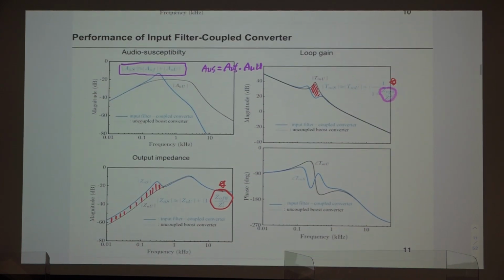Okay, let me go back to here. First one. This one is not good, right? The original equation for the audio susceptibility with source impedance is AUF, the attenuation of the in-filter stage. So this is the transfer function of the filter stage times the audio susceptibility of the uncoupled converter, AU. The numerator is just 1 and the denominator is 1 plus GOF0 divided by GIU.